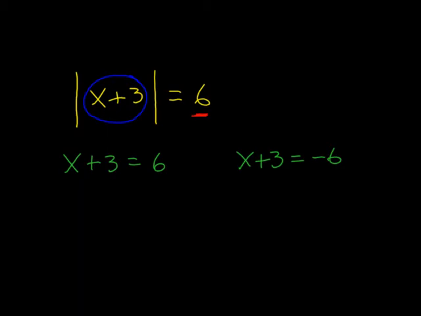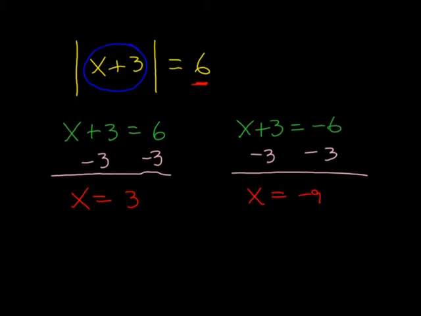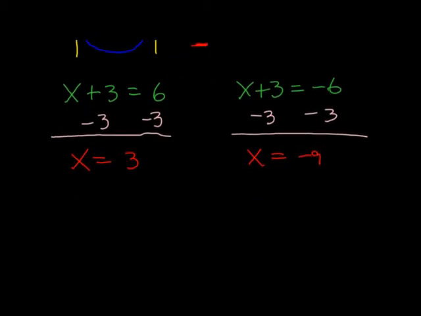Obviously, what I have to do for both of these equations is subtract 3 from both sides and see what we're left with. Well, when I solve this one, I get x equals 3, and over here I get x equals -9. Now in algebra, it's important to say, okay, those are great answers, but are they correct? And we have a way of checking that. We can take both of those numbers, put them back into the original absolute value equation, and see if it works. So let's take 3.